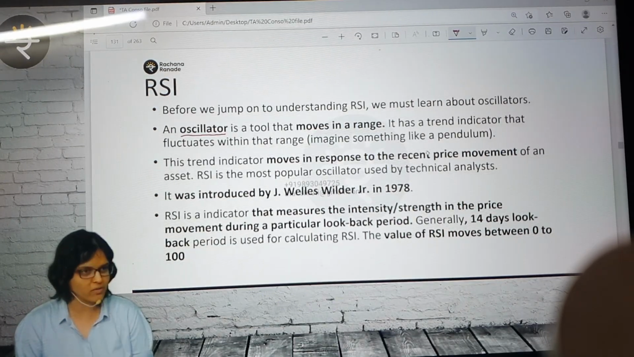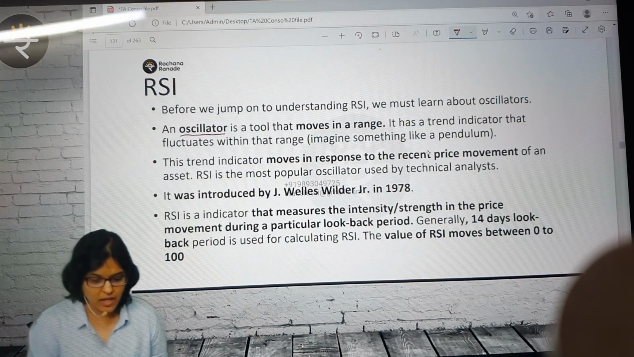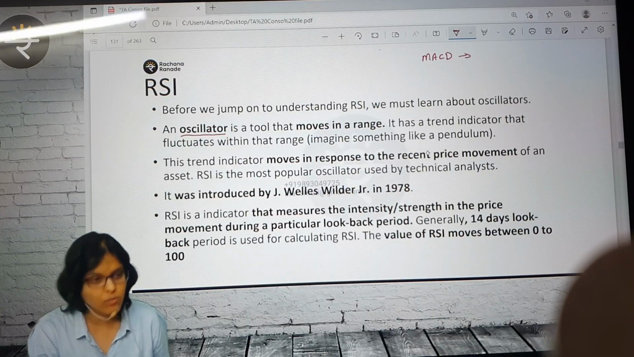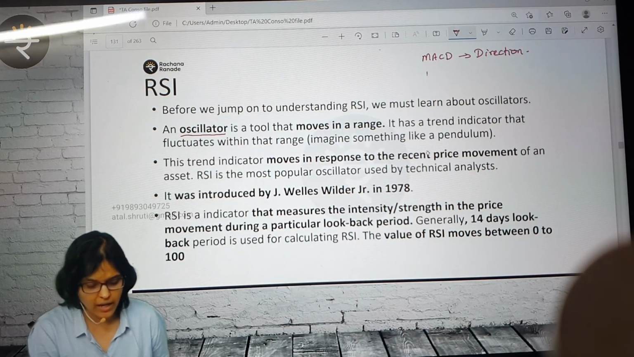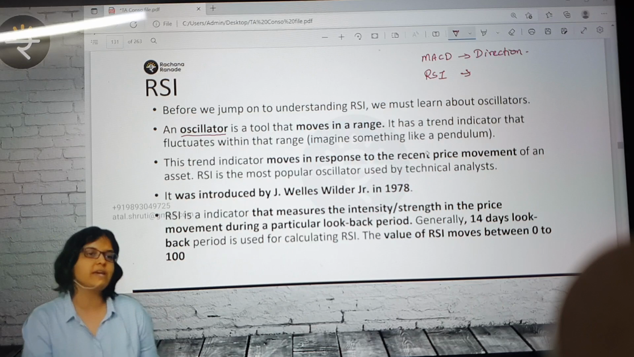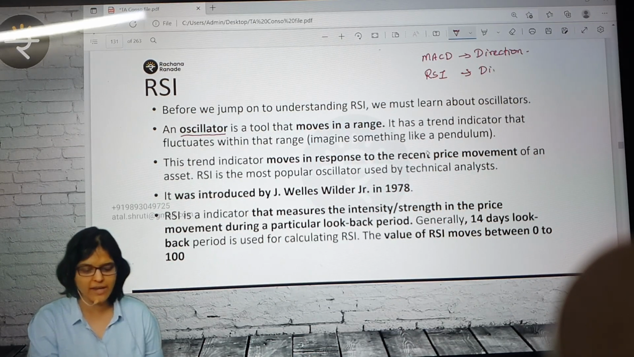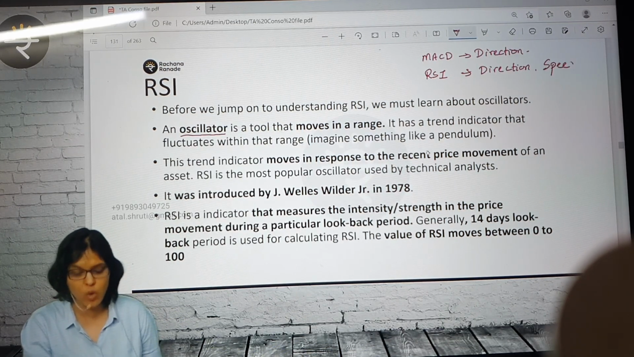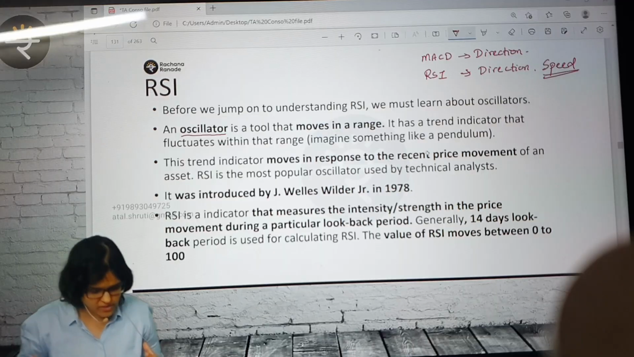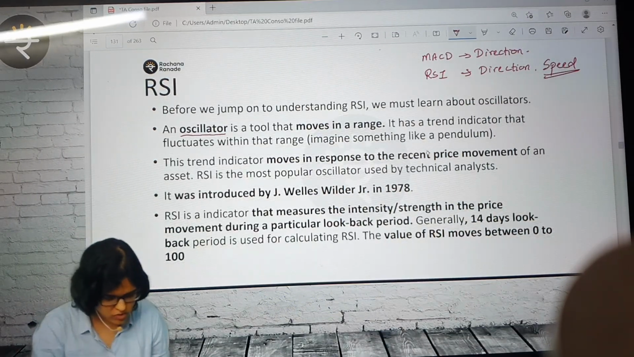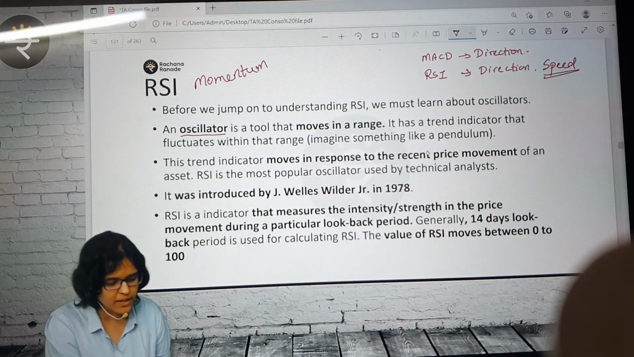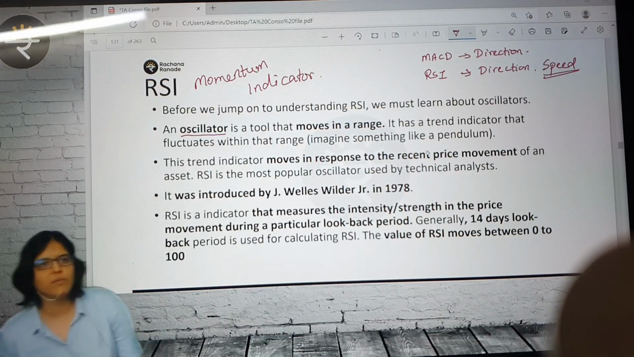If you want to write down, because it's a very important sentence that I said. MACD will show us the what? Direction. And RSI actually can tell us both. It can also tell us the direction and can also tell us the speed. But more importance for RSI is given for speed. So it's also called a momentum indicator. It tells us the momentum, how strong the momentum is, how weak the momentum is.